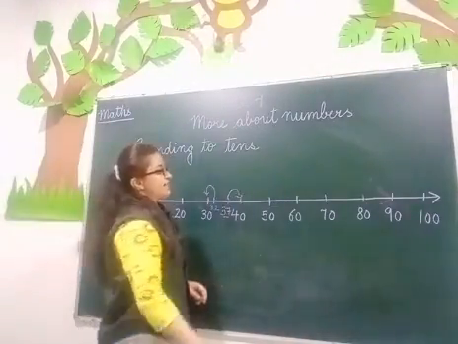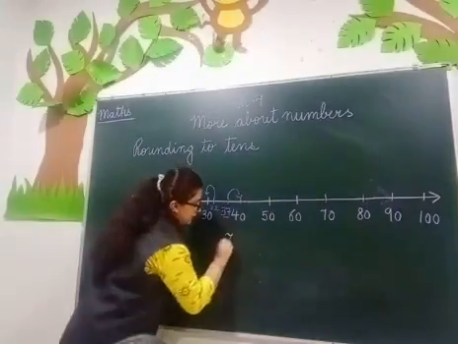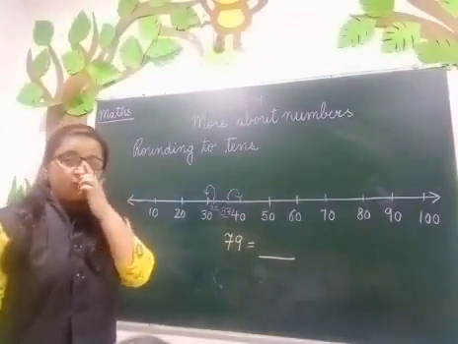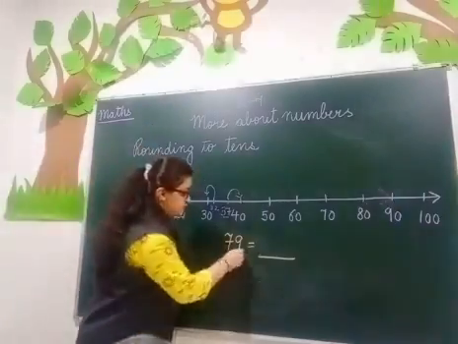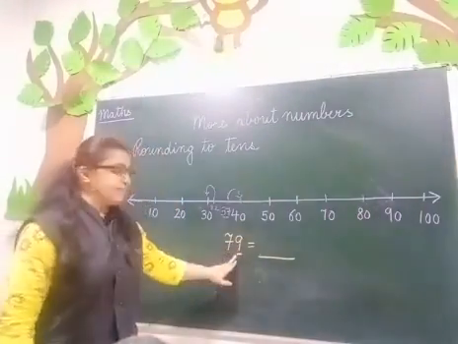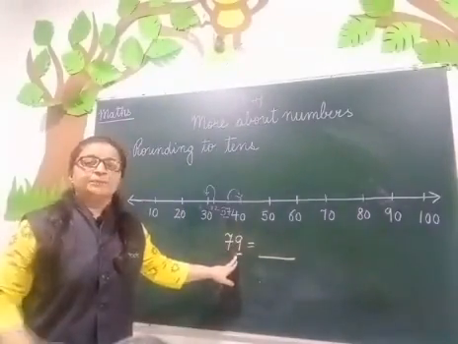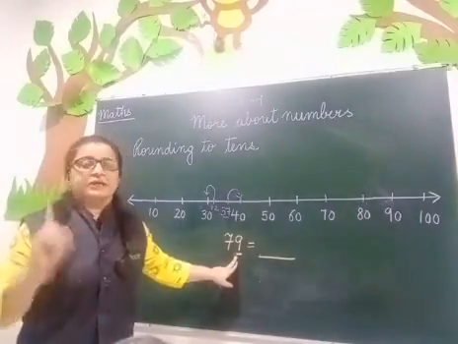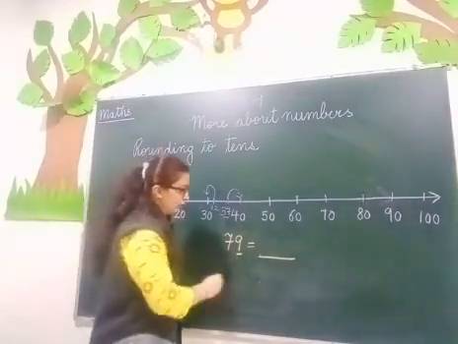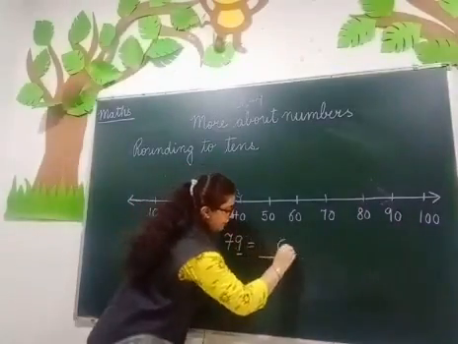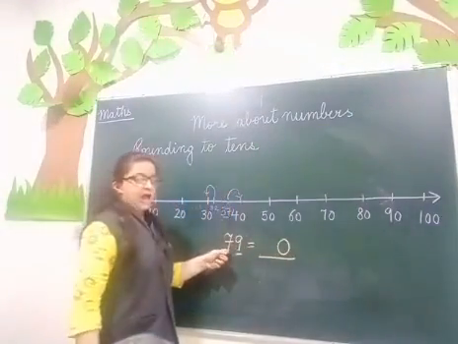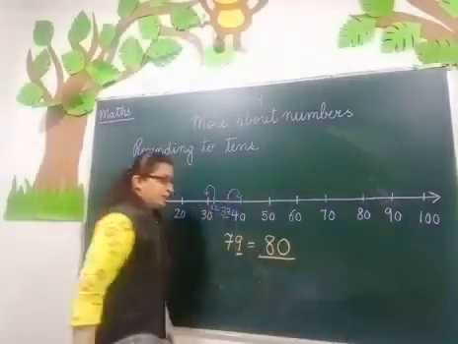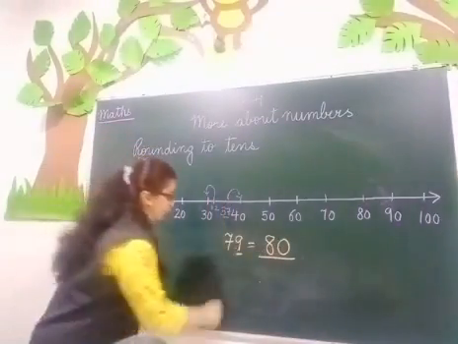Suppose children, I say round off 79 to the nearest 10. So what will you do? You will first of all see the digit at the ones place. What is the digit at the ones place? 9. Is 9 greater than 5 or less than 5? Greater than 5. So what will we do? 9 की जगह पे we will write 0 and we will add 1 to the 7. So 7 plus 1 is 8.